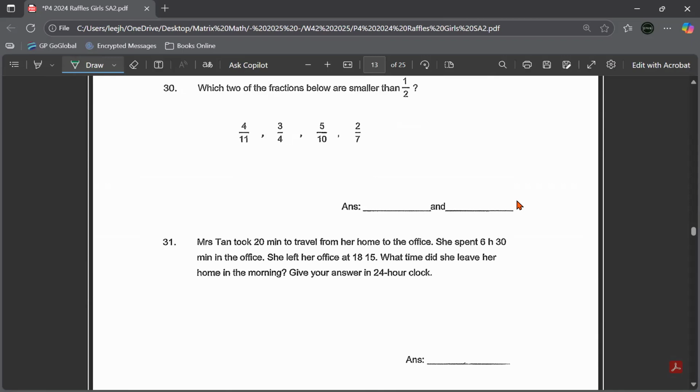Question 30. Which two of the following fractions are smaller than half? So which one is smaller than half? Let's look at the ones that are greater than half, then the rest will be smaller. So you know 3/4 is actually greater than half, because 4 over 4 is already one whole. So 3/4 is very close to one whole. So this is greater than half. 5/10 is exactly half. 5 over 10, half of 10 is 5. So the two fractions that are smaller are 4/11 and 2/7.